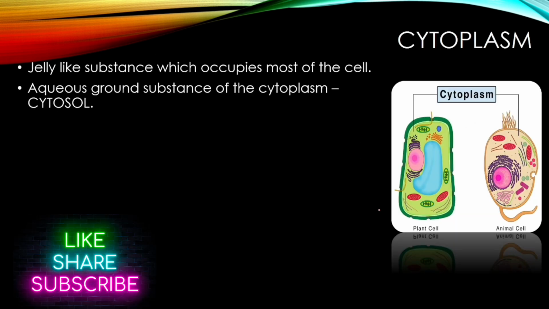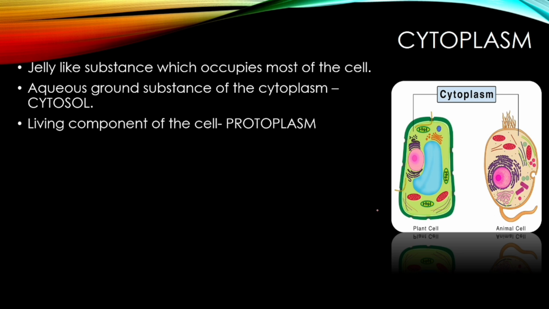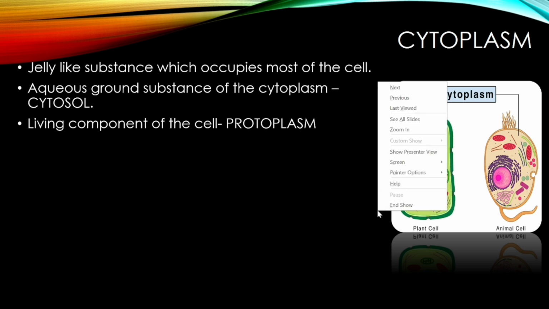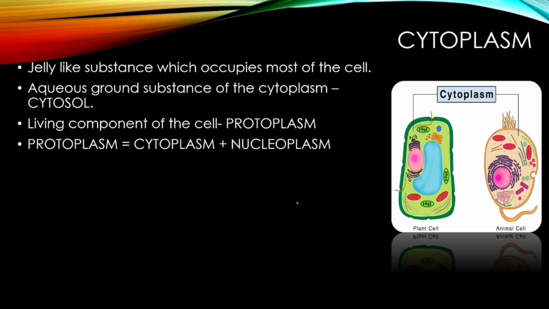Cytoplasm, the jelly-like substance which occupies most of the cell, is present in plant cells and animal cells. It is the aqueous ground substance of the cell. The liquid part of the cytoplasm is called cytosol. And the living component of the cell is called protoplasm. Protoplasm is basically cytoplasm plus nucleoplasm.